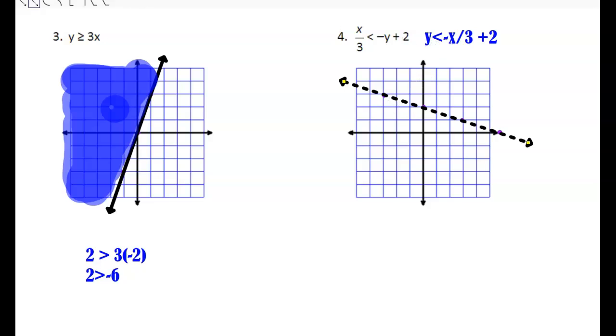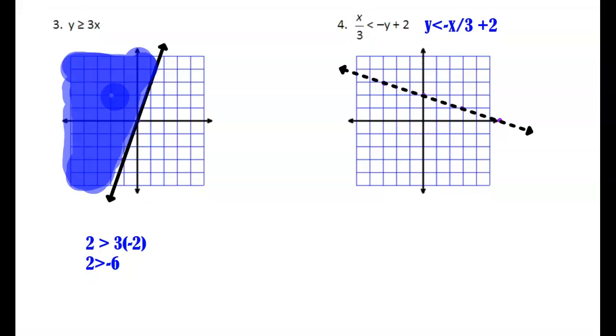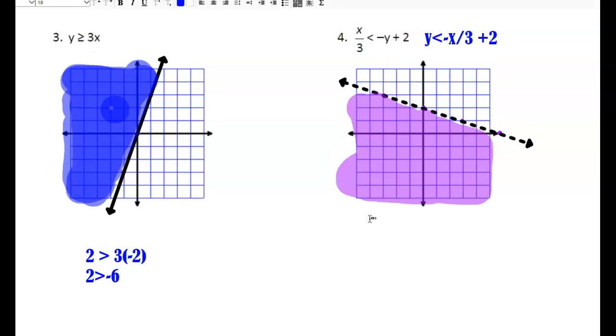And y is less than, so where are my y values less than? Well, my y values are less than below the line, because that's where y is less than. So we shade below. And again, you could check (0, 0). You could plug it into the original.